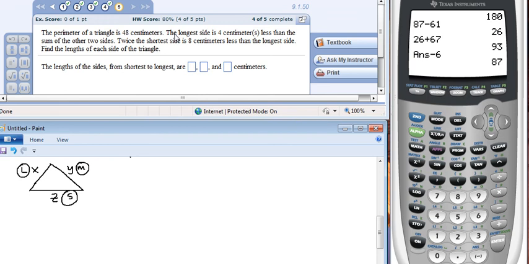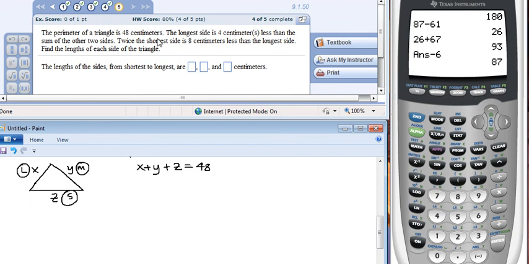The perimeter of the triangle is 48 centimeters. So we're going to translate that into a mathematical equation. The perimeter of a triangle is, the perimeter is the distance around, is 48. There's one. This is your perimeter. X plus Y plus Z.